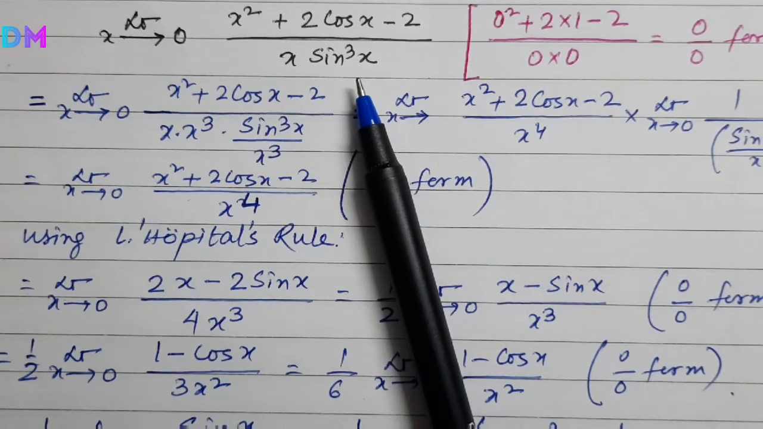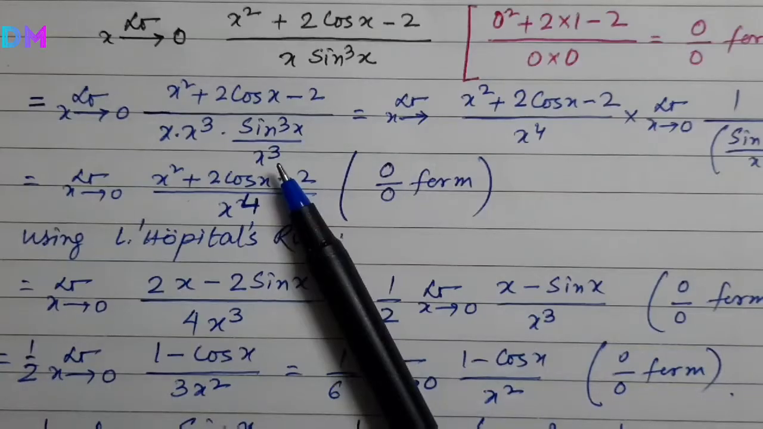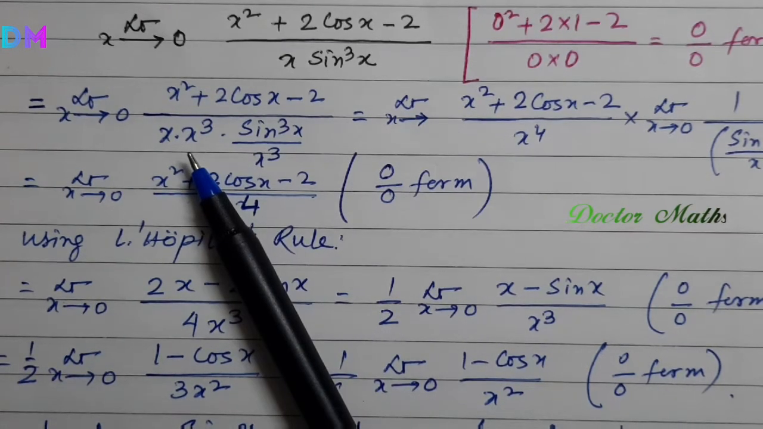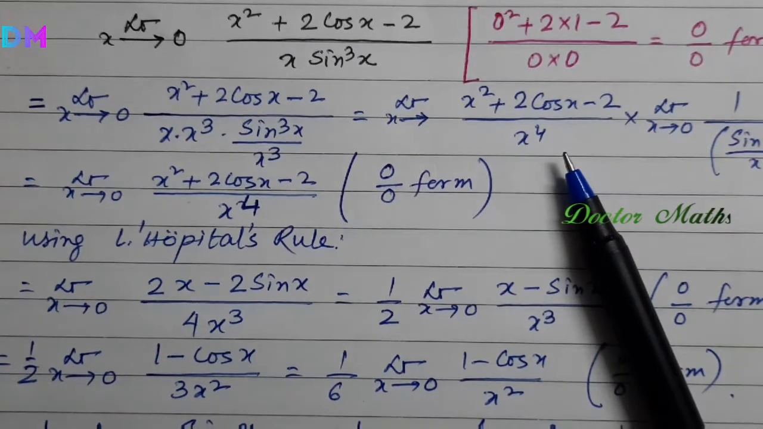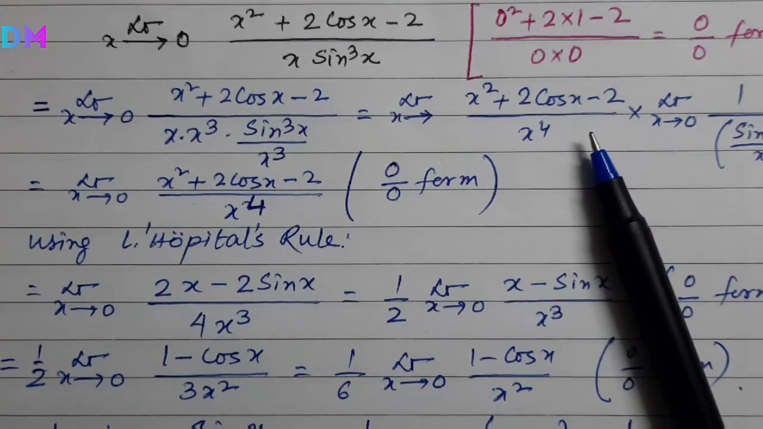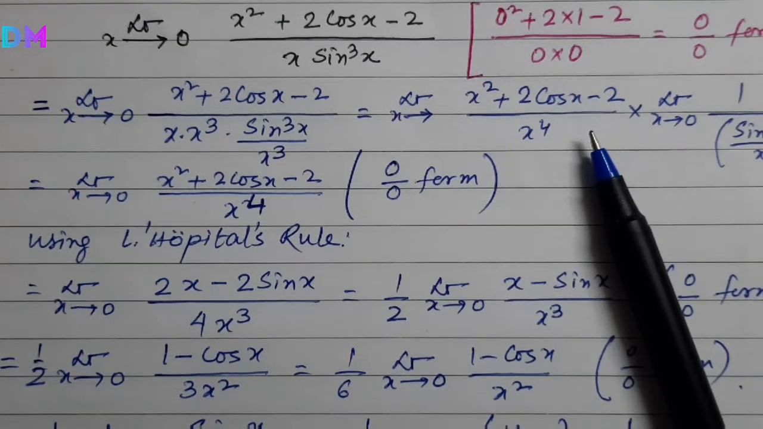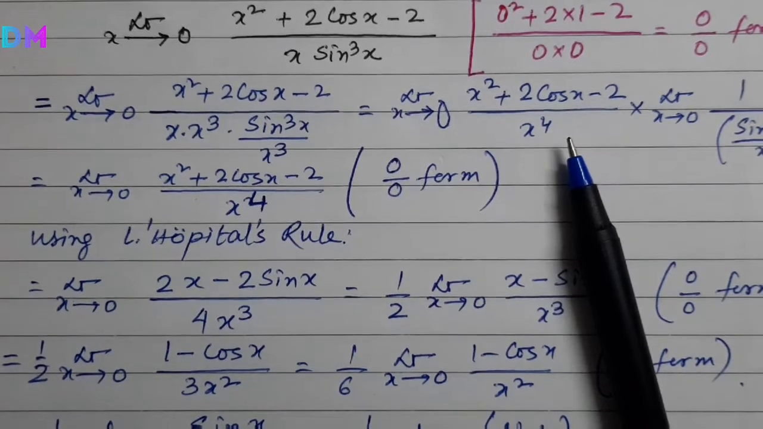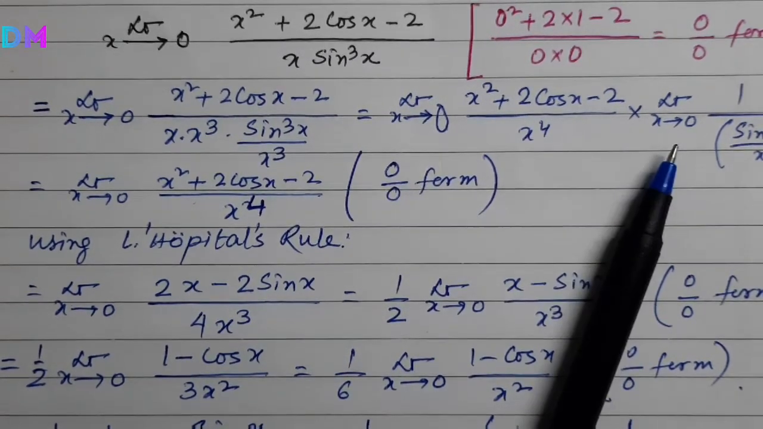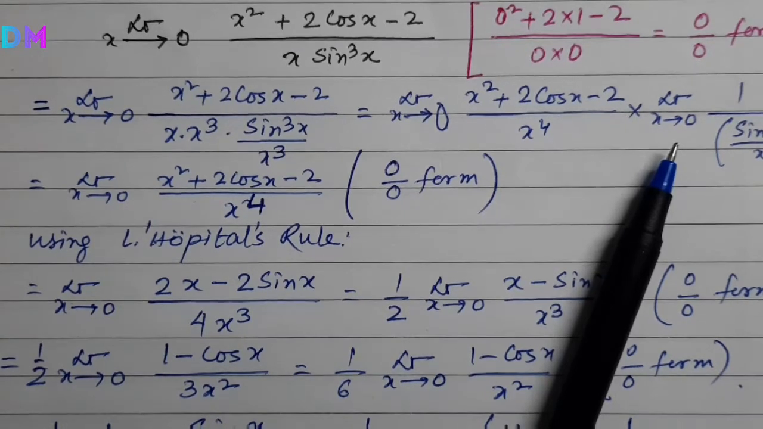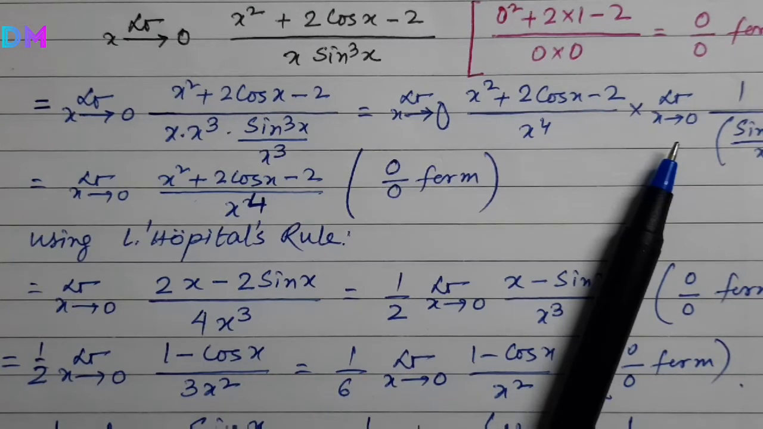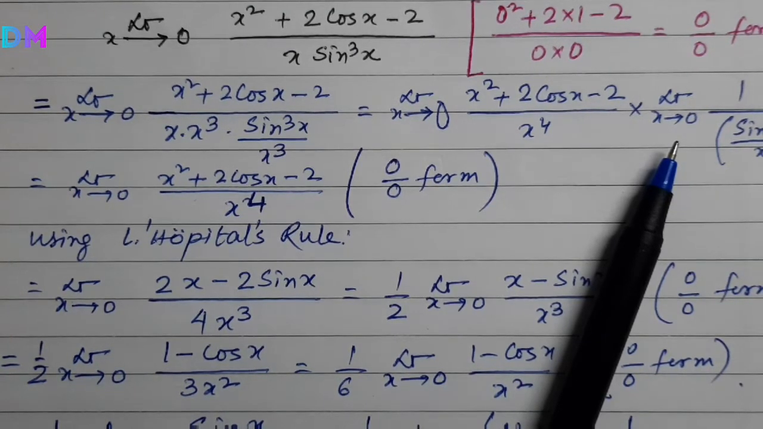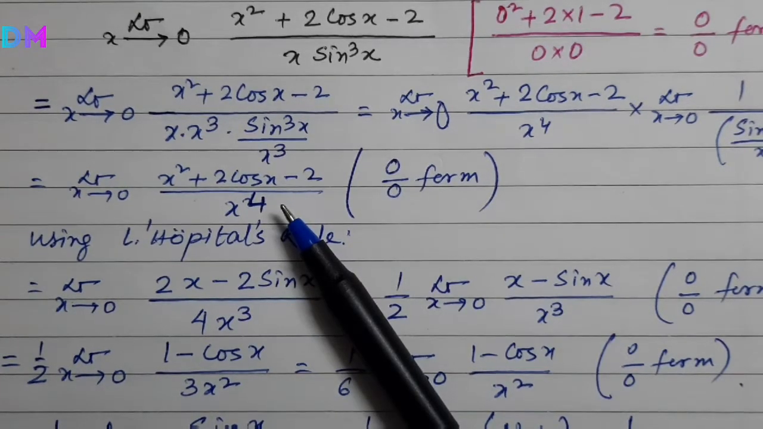So I will divide and multiply by x cube in the denominator. Here we can see sin cube x by x cube, and this will become x to the power 4. Now we can distribute the limits. So we write limit x tends to 0 of (x square plus 2 cos x minus 2) by x to the power 4, into 1 by the limit x tends to 0 of (sin x by x) whole cube. Now the limit of sin x by x will become 1.